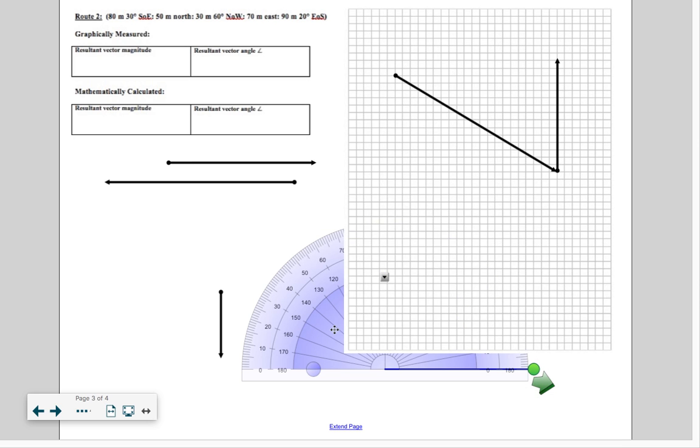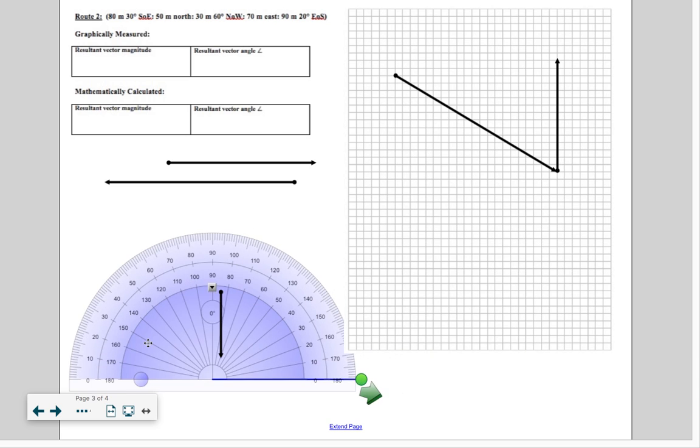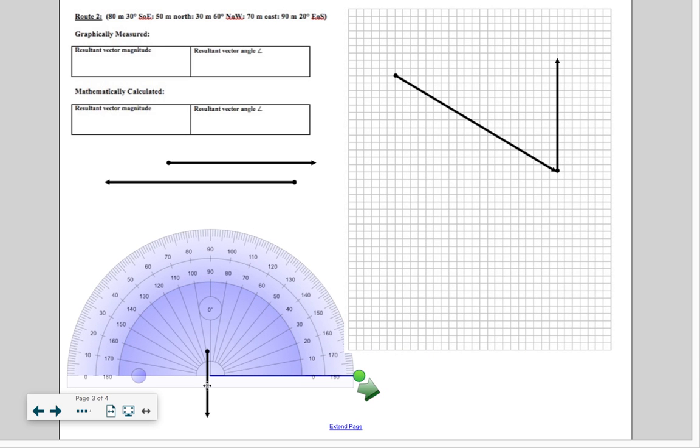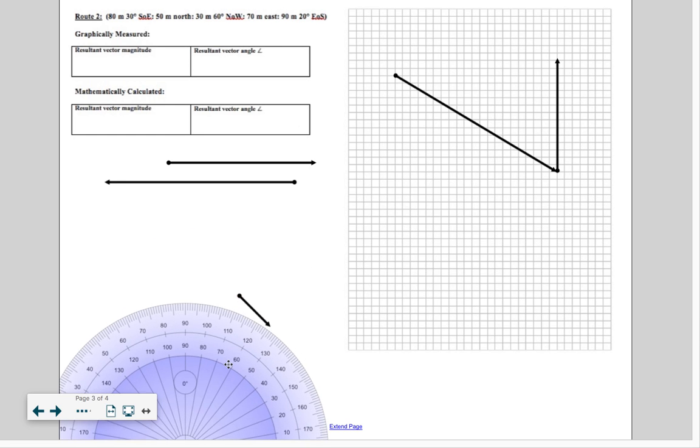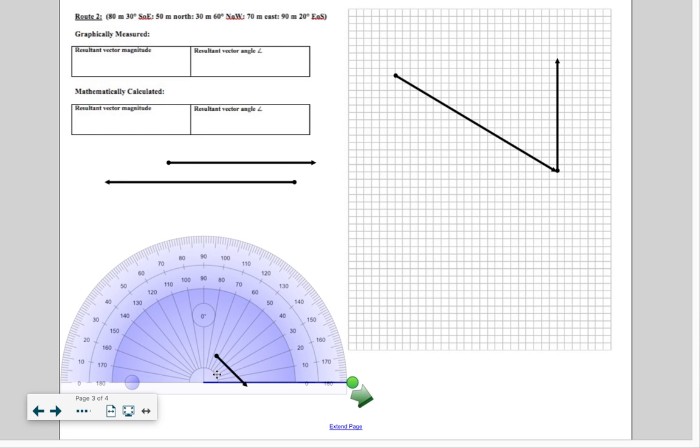There we go. Okay. Now all these should be on top. Lovely. That's what I want. Okay, so I'm going to put this here. Let's go ahead and rotate this up a little bit so I have some space. Okay, so I'm going to put this once again on the protractor.